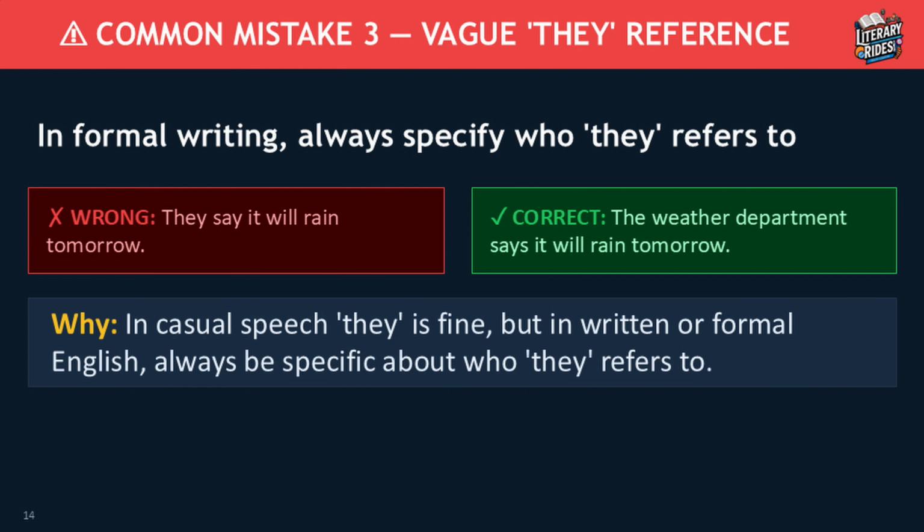Mistake number 3. Using they without a clear reference. The wrong sentence is, they say it will rain tomorrow. Who is they? In casual speech, this is fine. But in written or formal English, always be specific about who they refers to.